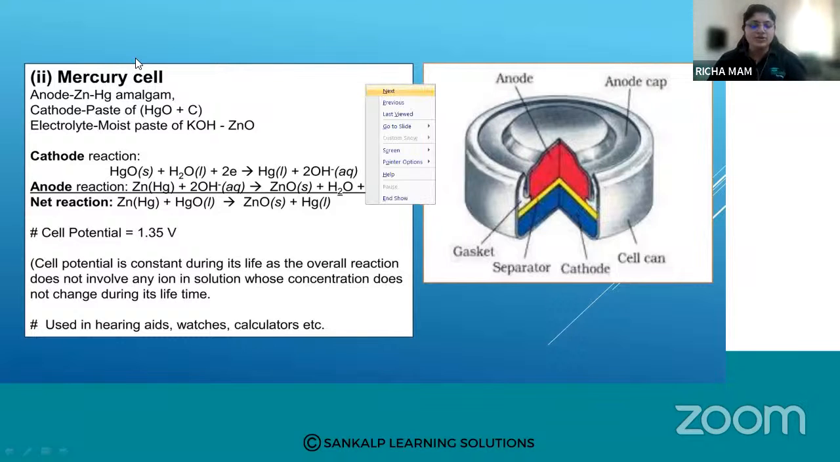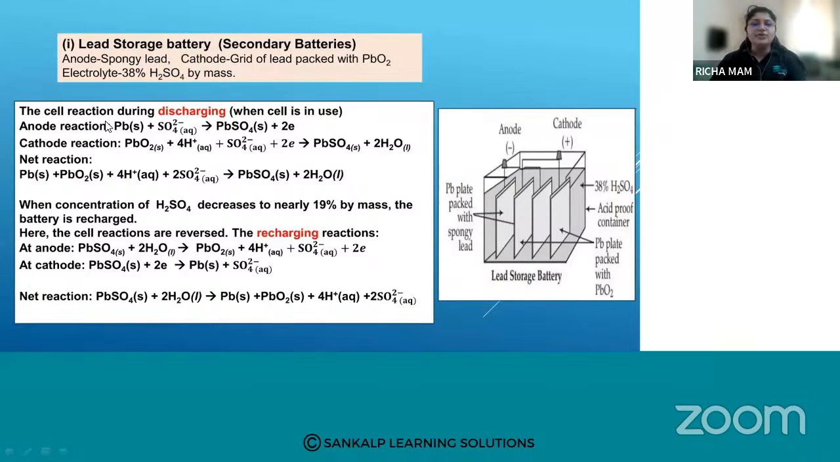Next we are going to see the example for a secondary battery, the lead storage battery. Here you can see the diagram, the representation of the secondary batteries, how the batteries are arranged and packed. These are the lead plates.